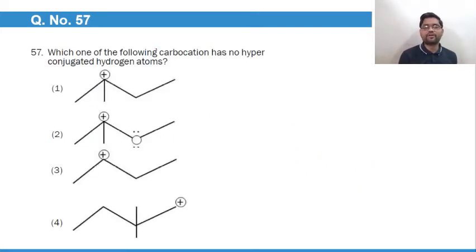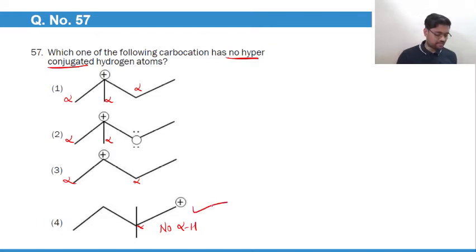57. Which of the following carbocations has no hyperconjugation? No hyperconjugated hydrogen. Here, if you see, this is alpha hydrogen, alpha, alpha. So there are total 1, 3, 3, 2, 8 alpha hydrogens. That means 8 hyperconjugated hydrogen atoms are there. Here also we have alpha carbon, and hence alpha hydrogen is there. Here also alpha carbon and again hydrogens are there. Here we have alpha carbon but no alpha hydrogen, so this will be the best answer to select. So 57, option number 4.